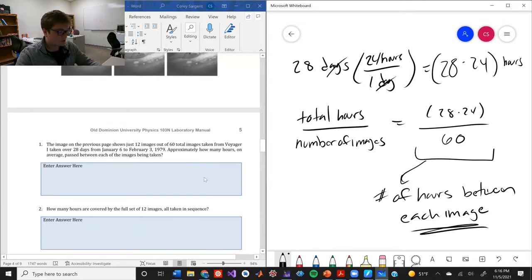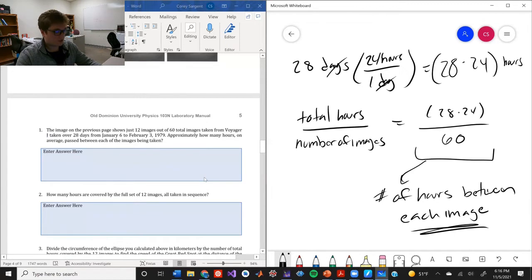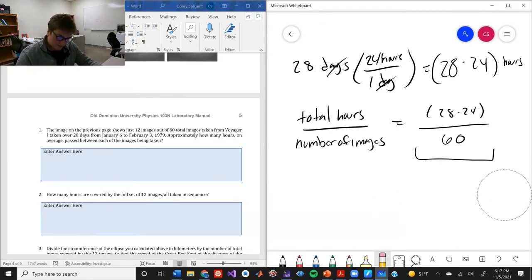Now question 2. Now we use question 1, and we want to know how many hours are covered by the full set of 12 images all taken in sequence. The 12 images it's referring to are the ones above. Well, this is easy because now we have the number of hours between each image, and we have 12 images, but there's one thing we have to take into account here. I'll show you that in a second.